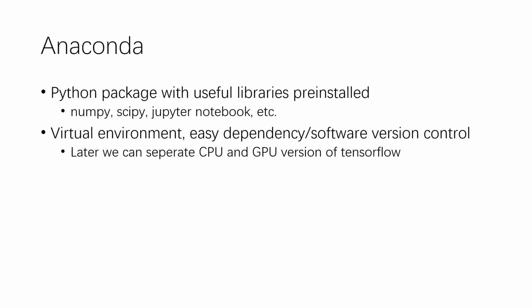For example, if we want to use both CPU version and GPU version of TensorFlow, what we can do is that we can build two separate environments in Anaconda, and install the CPU version and GPU version of TensorFlow separately in these two environments. And if you want to use the CPU version, we load one environment and do the calculation. If you want to use the GPU version, you can load another environment for the calculation. So this is very handy.